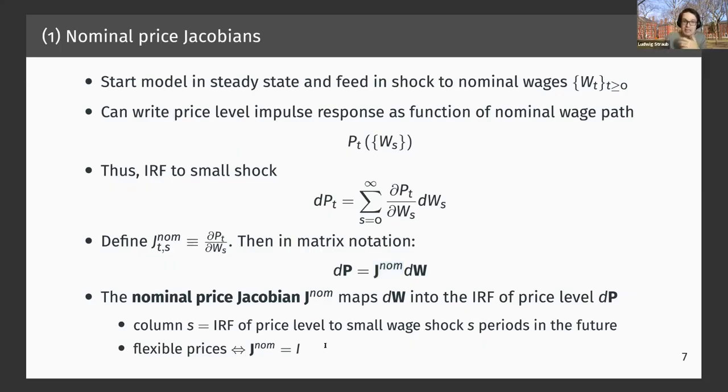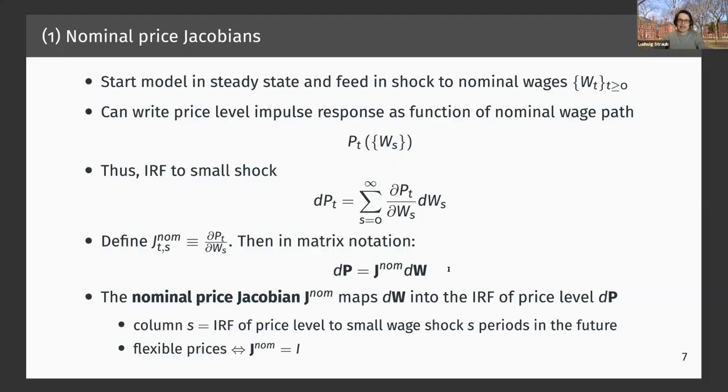Okay. Now, a very simple special case for this matrix is the case of flexible prices. In that case, this matrix is just the identity matrix, right? Because with flexible prices, all the firms would do is set the price always equal to the nominal wage shock that has materialized, and so dP would just be equal to dW. Okay, so this is the first step. This is telling us how to map any shock to nominal wages to a response of nominal prices.